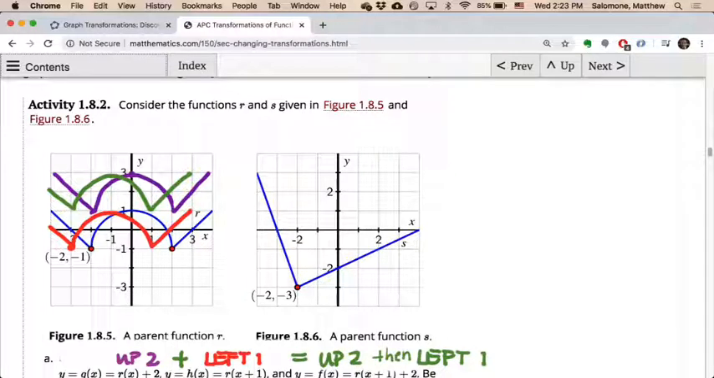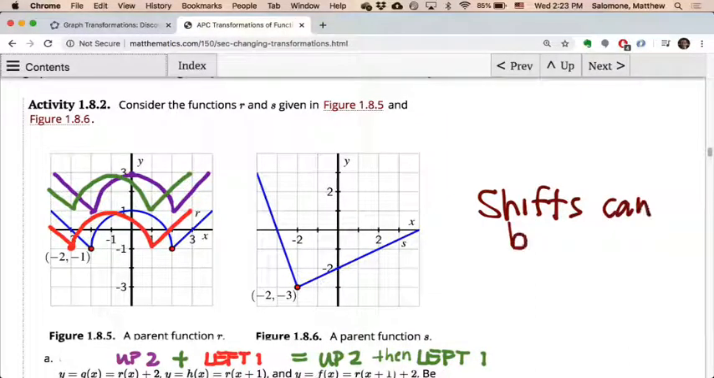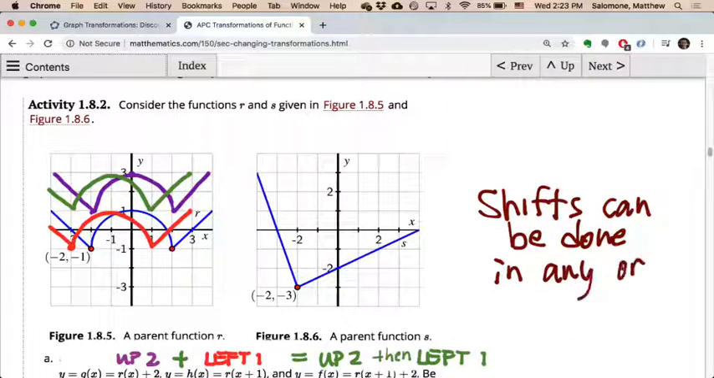So what we can say is that all shifts can be done in any order that you want without affecting the final result. What we would say in mathematics is that all shift operations are commutative. If I do one shift and then another shift, it's the same as if I did the second shift first and the first shift second. I can reverse the order in which my shifts happen and have a different process of getting from my starting point to my ending graph, but the final answer of the shifted graph is going to be the same. Shifts can be done in any order.